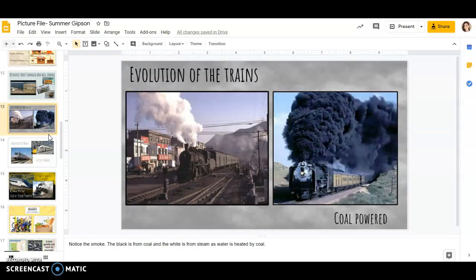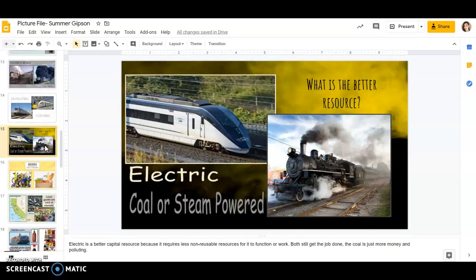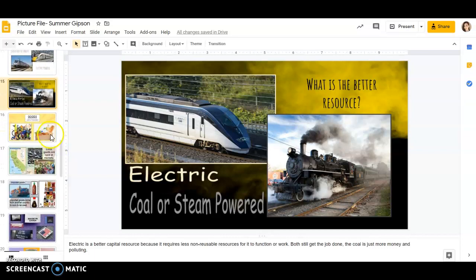We then talk about trains, just to reiterate the renewable, non-renewable sources. We used to use coal-powered trains, now we're turning into electric-powered. And then we talk about which is better, so the students get to compare and contrast and see the actual trains that are forming today that are replacing the old coal ones.